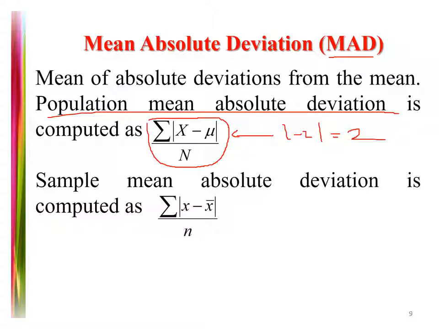So in the sample case we consider a simple n number of observations in your sample. The sample mean absolute deviation is computed as the summation of the absolute value of x minus x bar, divided by n. Okay, so in the next slides I'm going to discuss a simple example.